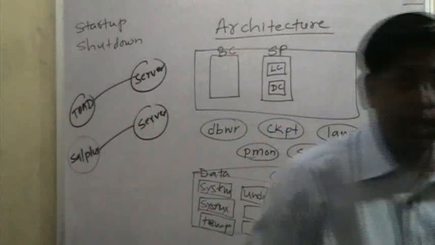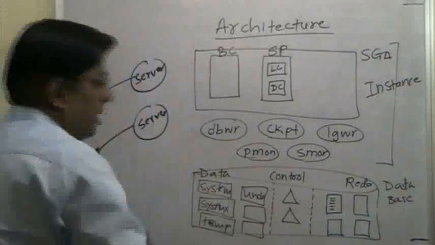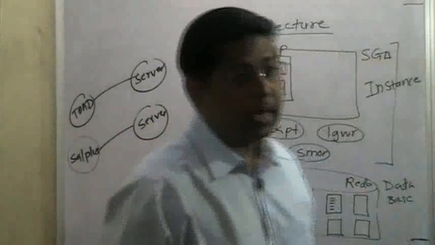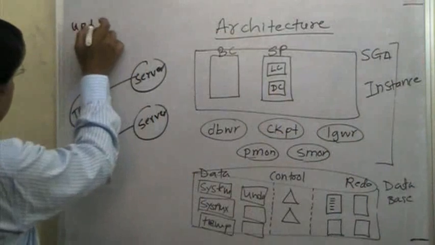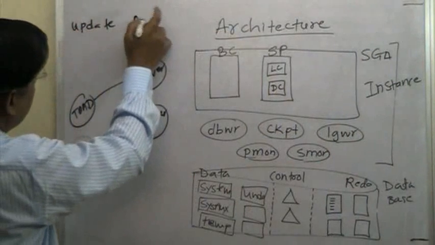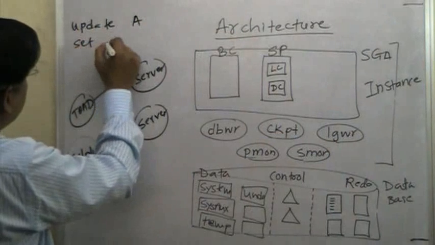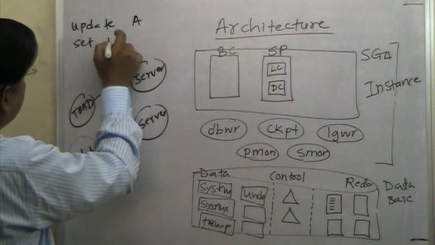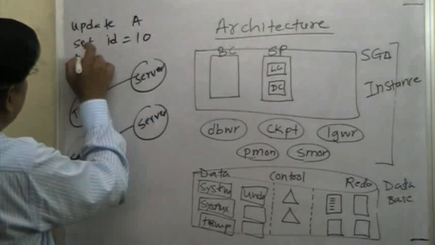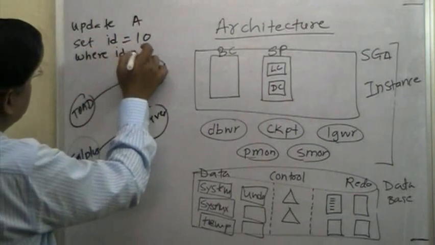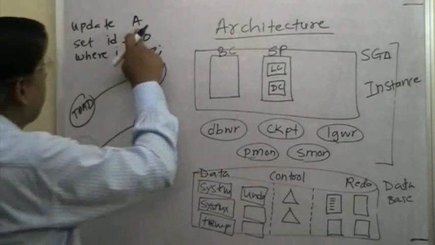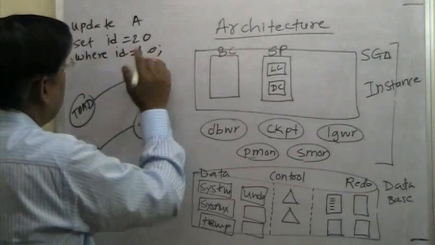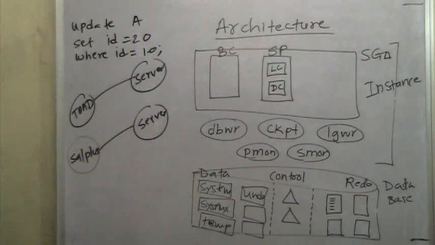Yesterday we saw how a select statement was executed. Today we will see an update statement. So here is my update statement. Update table A set ID equal to 10 where ID is equal to 20. So initially it was 20, and we are changing it to 10 for one of the rows in table A.